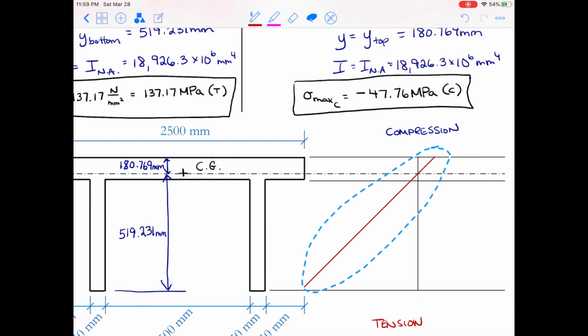Finally, I'm going to put in my stress profile. And so we have a linear variation in stress, and it's 0 at the neutral axis. So you can see there I had to kind of move my line over to make sure that it's 0 at the neutral axis. And there we have our calculations from above. We have 137.17 megapascals in tension along the bottom of our cross section. And at the top, we have negative 47.76 megapascals in compression. 0 at the neutral axis, which passes through the center of gravity.